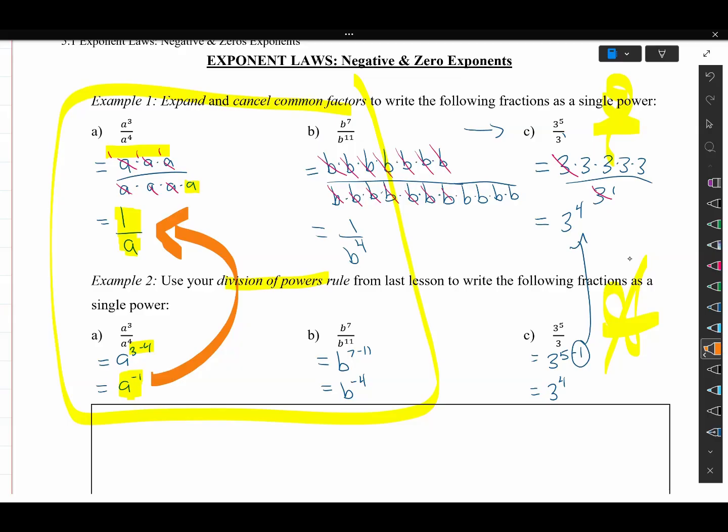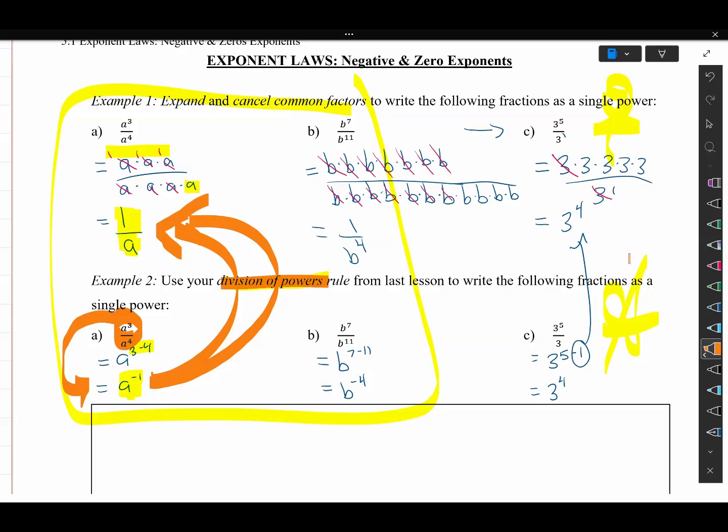Now, does that mean that you need to go through and write out your b's 18 times in order to see what cancels? No, absolutely not. What I'm hoping we'll be able to do is start with something like this. We'll be able to use shortcuts that we've already learned. In this case, that's our division of powers rule. And then we're going to know how to handle this negative power. We're going to be able to take this negative exponent and turn it into powers with a positive exponent.